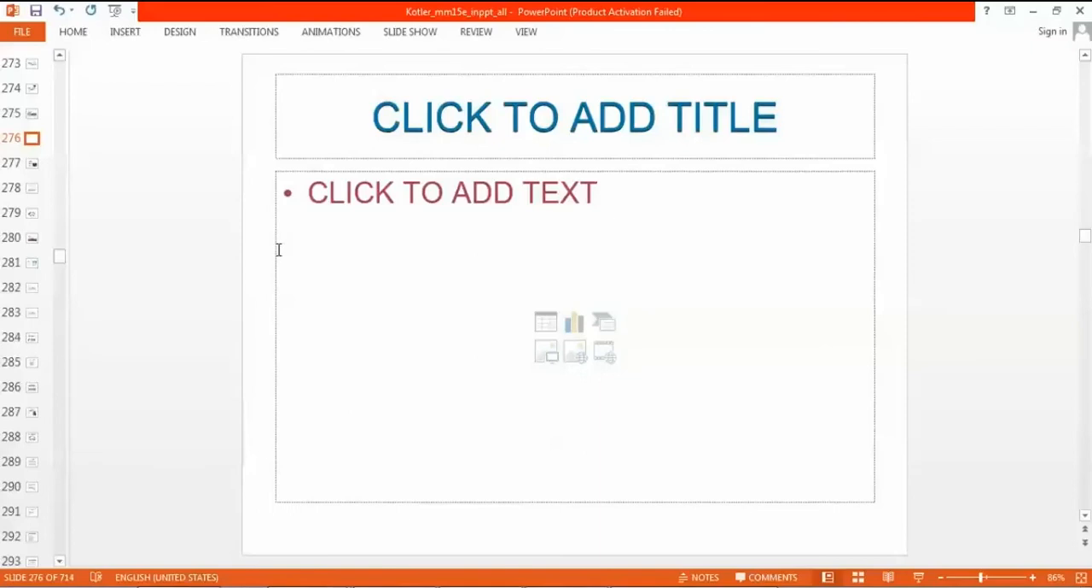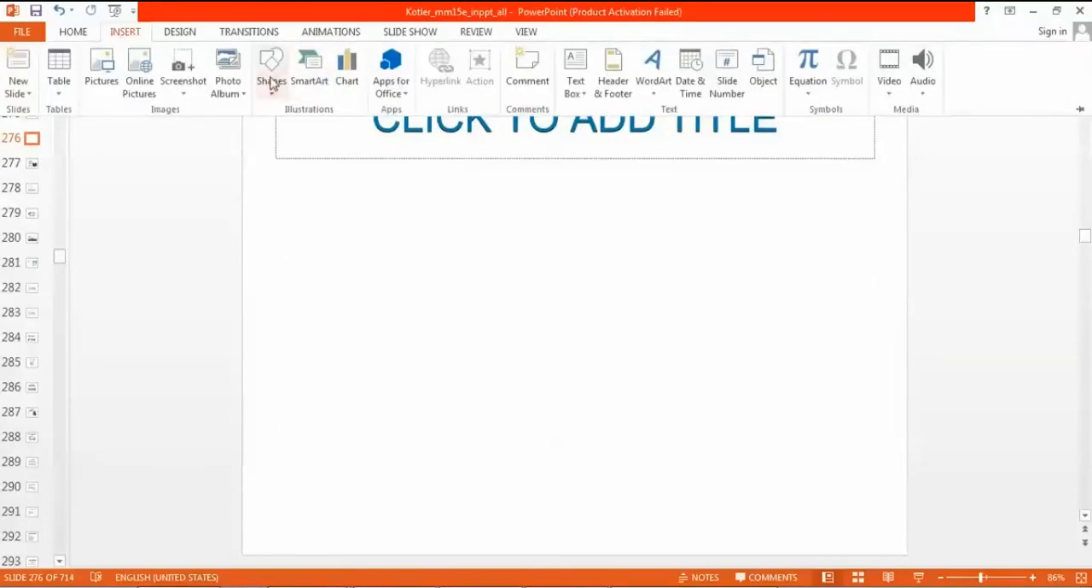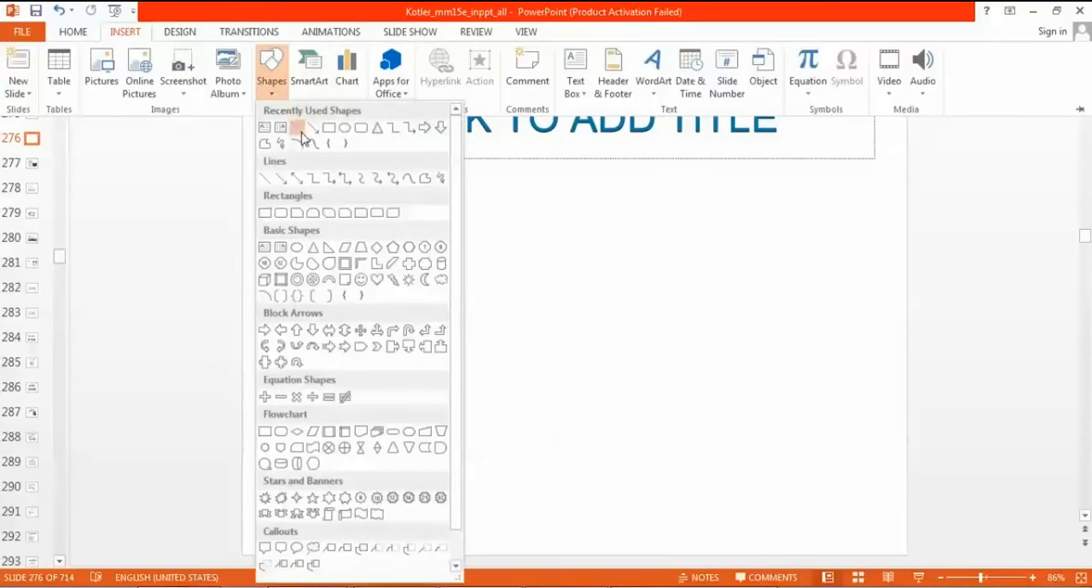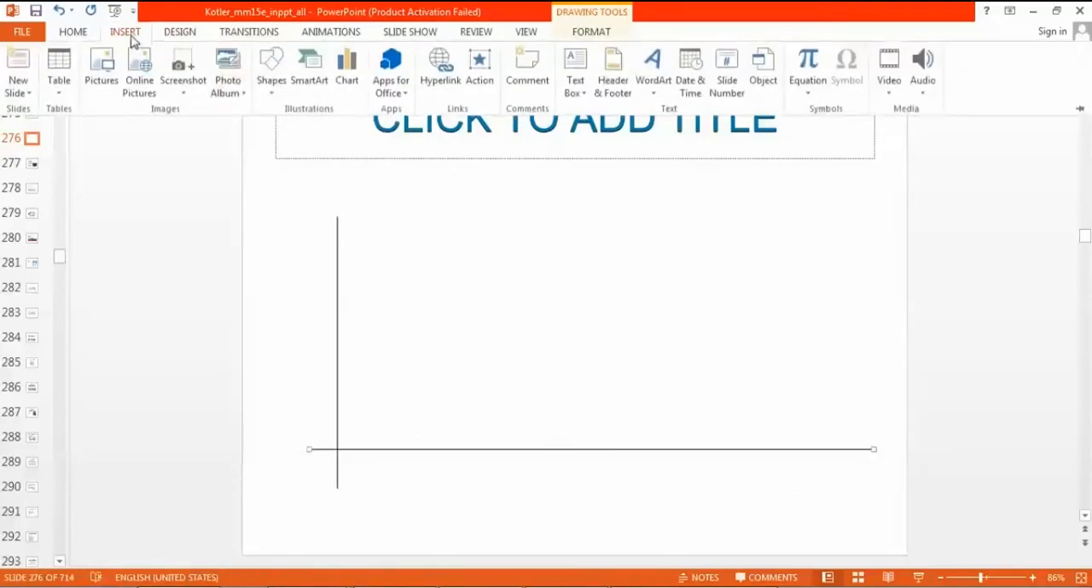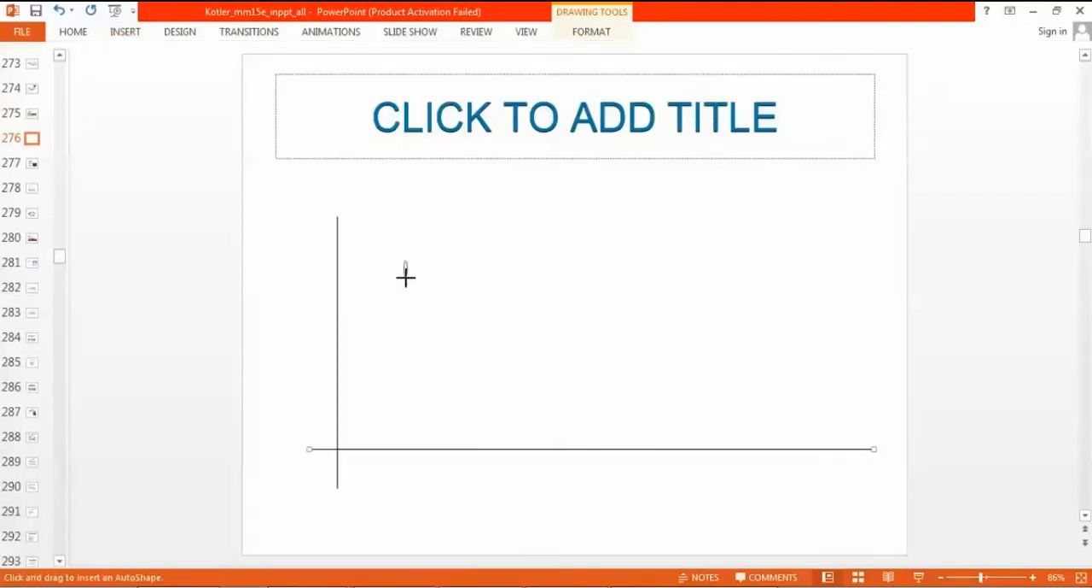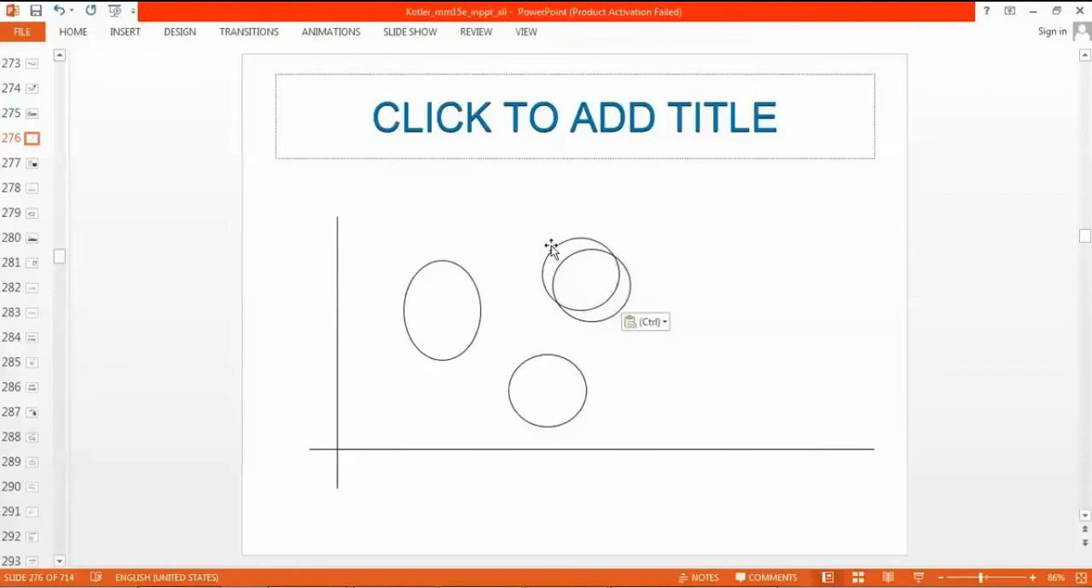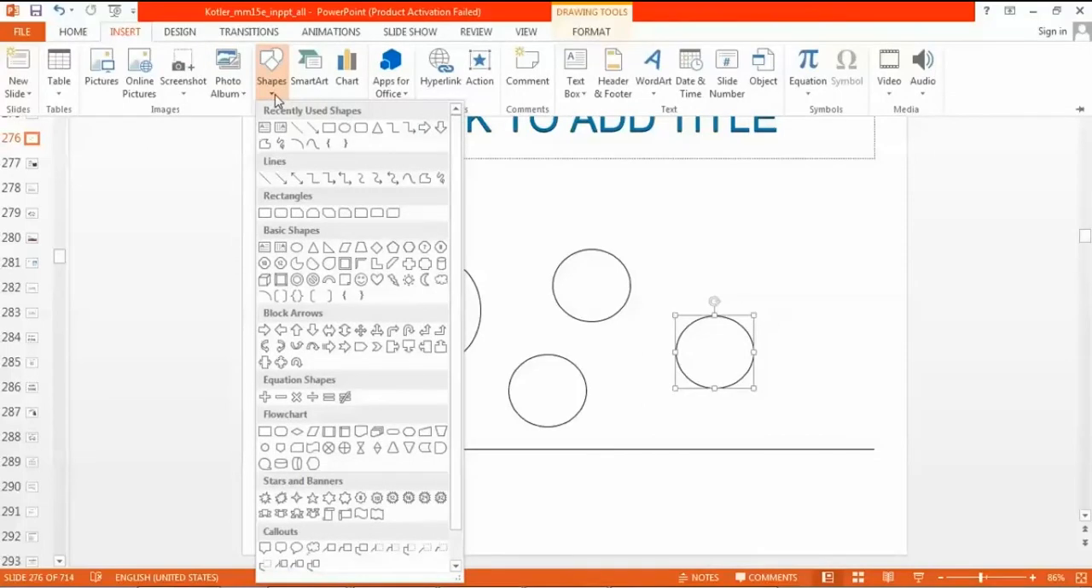So let me illustrate it. This is the axis, and then this is cluster A, cluster B, cluster C, and this is cluster D. And there is Carmelita. Where is Carmelita? This is Carmelita.